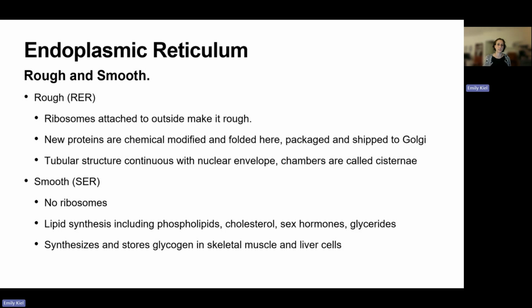Smooth endoplasmic reticulum, or SER, has no ribosomes, and it's involved in lipid synthesis. So specifically, we're thinking about phospholipids, cholesterol, sex hormones, glycerides, and those kinds of things. And it's going to synthesize and store glycogen in skeletal muscle and liver cells. So with our smooth endoplasmic reticulum, think about synthesis of lipids and glycogen.